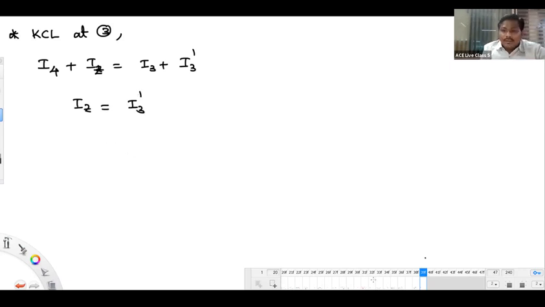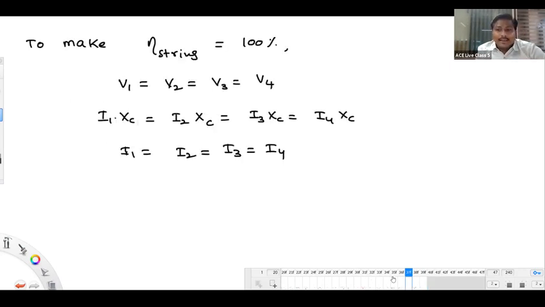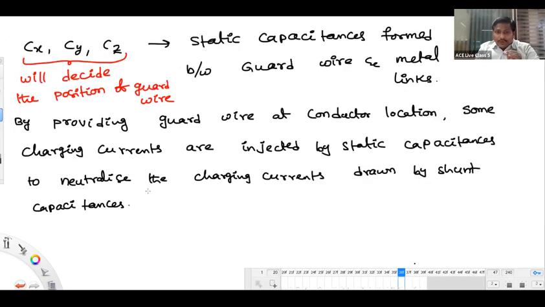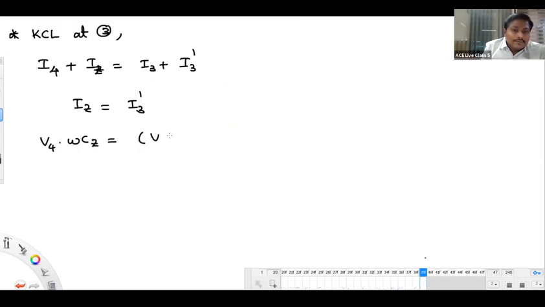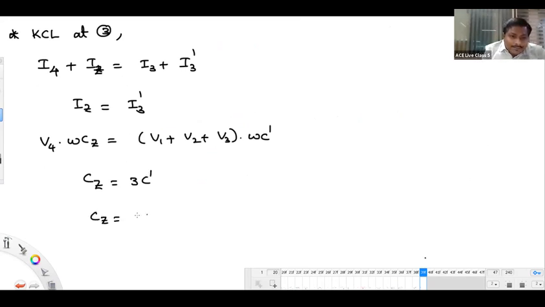What is Iz? Iz is V1 plus V2 plus V3 plus V4 minus (V1 plus V2 plus V3), which means you get V4 omega Cz. What is I3 dash? It is (V1 plus V2 plus V3) into omega C dash. So you get Cz equals 3C dash, or else you can write this as Cz equals 3 times Kc.